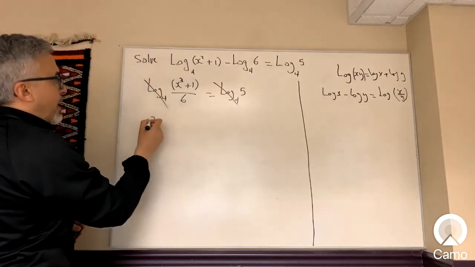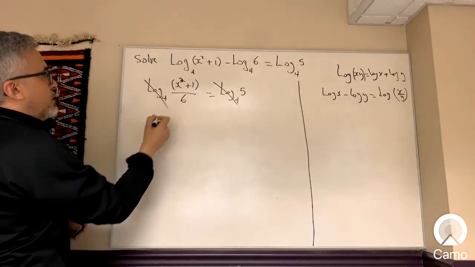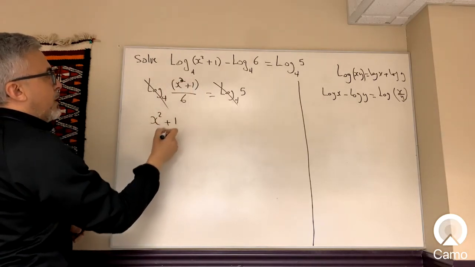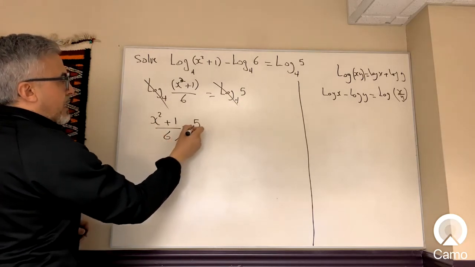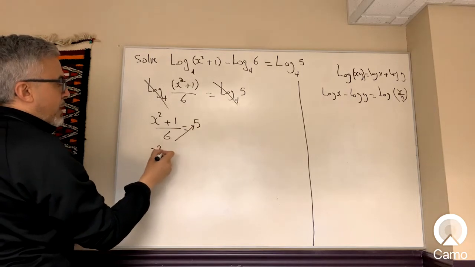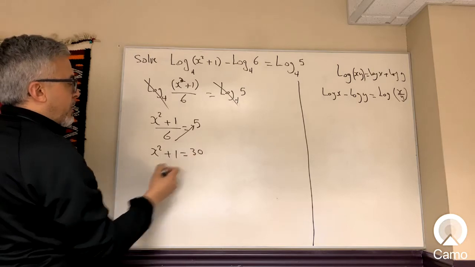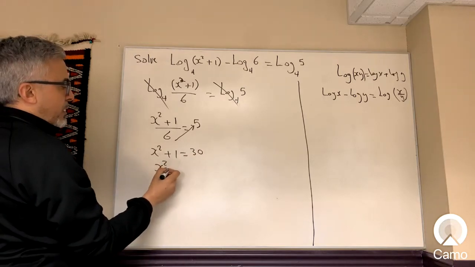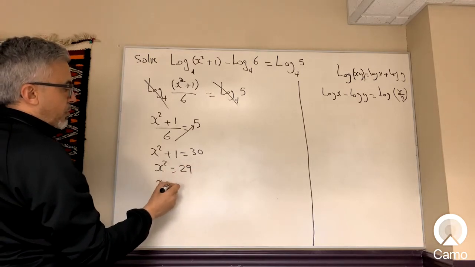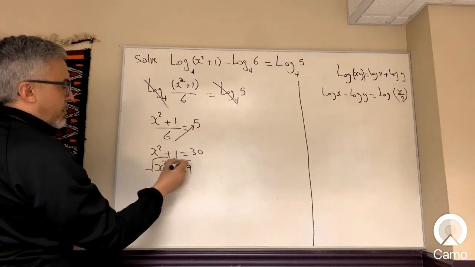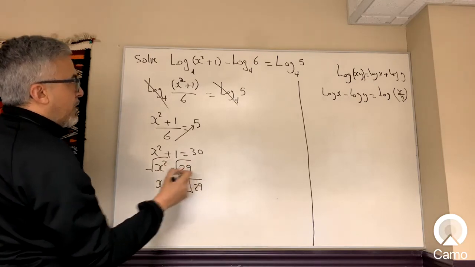And therefore I have x, sorry, that's a square. I don't know why I wrote cube there. So x squared plus 1 over 6 equals 5. Now just cross multiply the 6 into there, you get x squared plus 1 equals 30. X squared equals 29. And x would equal, square root both sides, plus or minus root 29.